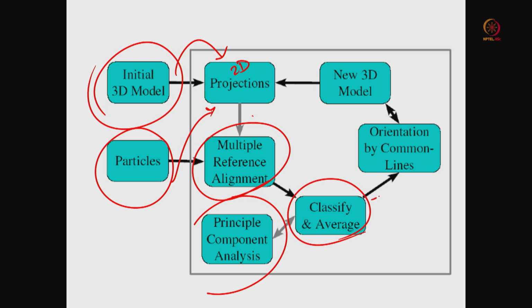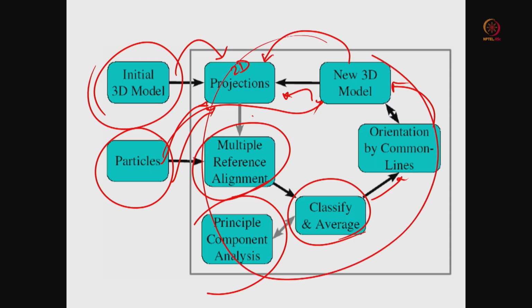In this particular case, we will follow the common line method and projection matching method and get a new 3D structure. When we get a new 3D structure, we get a 2D projection again, and again we use the particles to align with this new 2D projection from this 3D structure, and we go through this cycle multiple times until the model is completely converged, and finally we get the 3D structure.